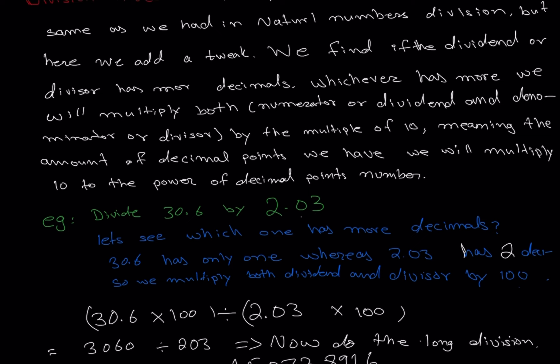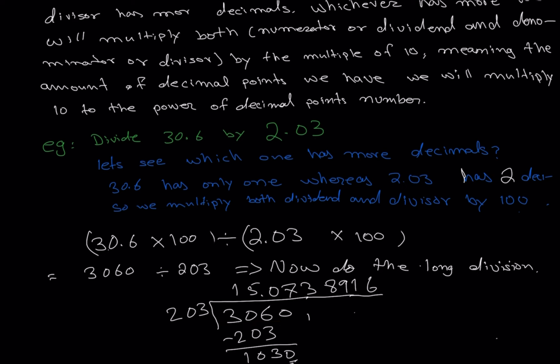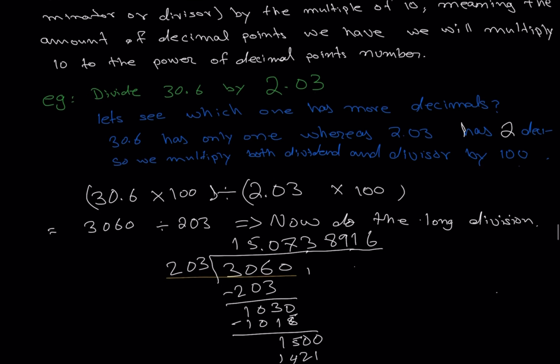So that will be, 2.03 is the larger decimal here. It has 2 decimal places. So we multiply by 100, or 10 to the 2 is 100. So what we will get: 30.6 multiplied by 100, and 2.03 multiplied by 100, and the whole expression is the division, and we will get 3060 divided by 203. Now we can do the long division here.